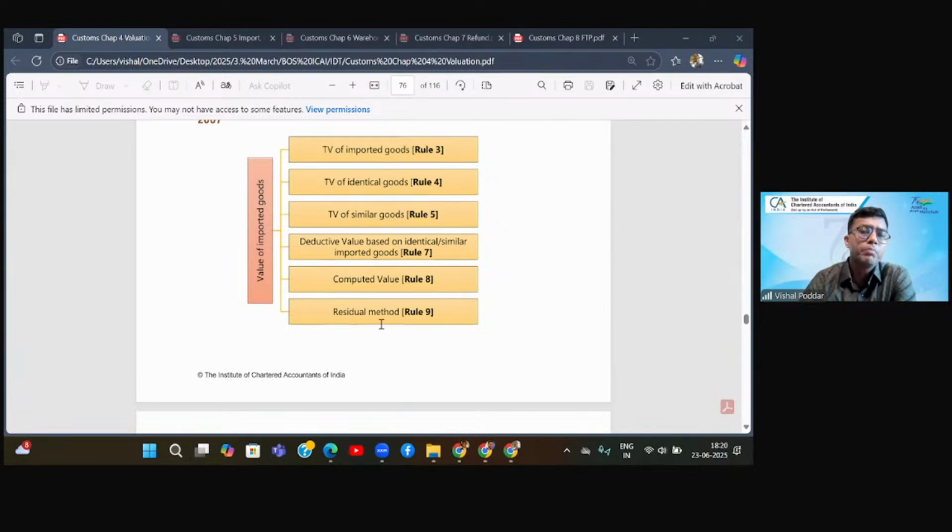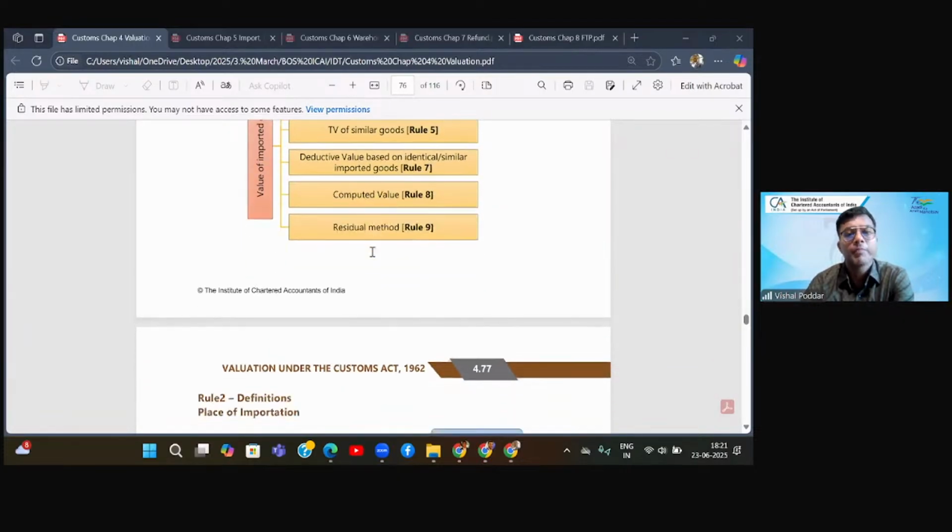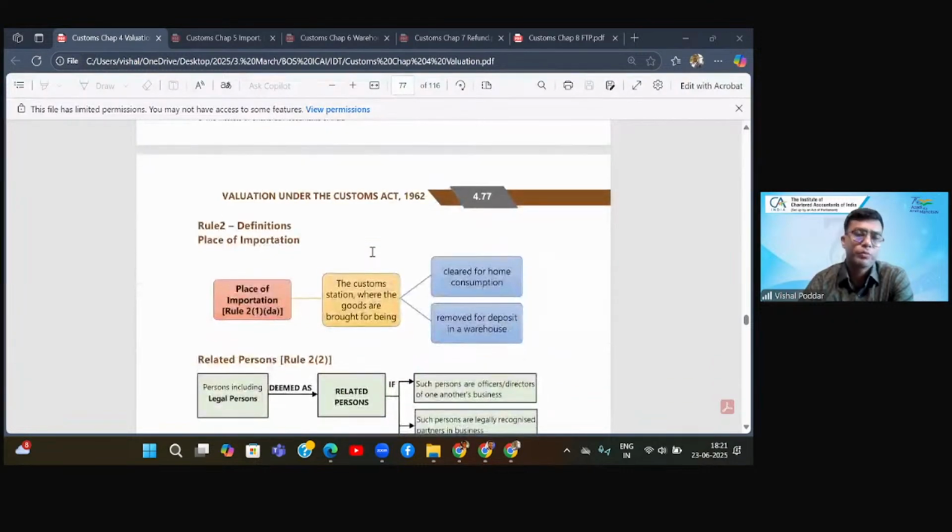You can directly come to rule 10, which is the compulsory addition rule. But if you do not satisfy this, you have to go to rule 4, rule 5. If that is not satisfied, you have to go to rule 7. Now, what is rule 6, which is not given? It says that you can interchange 7 and 8. So there you can first apply 8 instead of 7. This is what 6 says. Rule 7 is you derive the value by the deductive method. 8 says you derive the value by the computation or the cost sheet method. And 9 is the residual value.